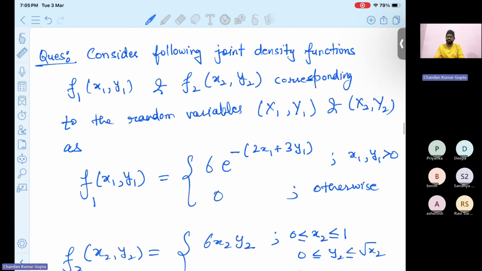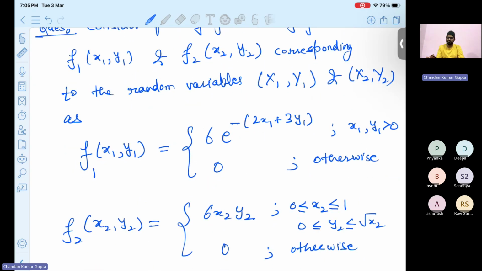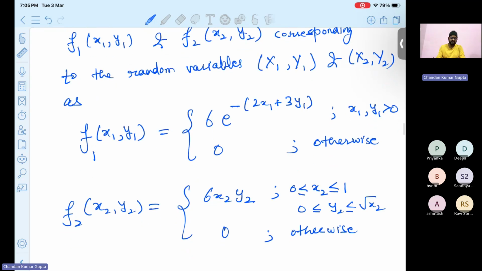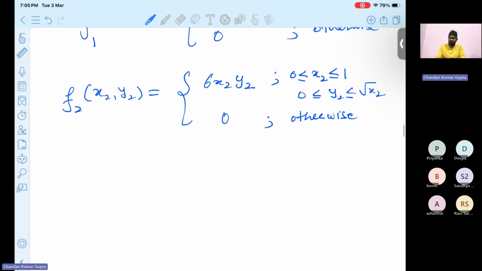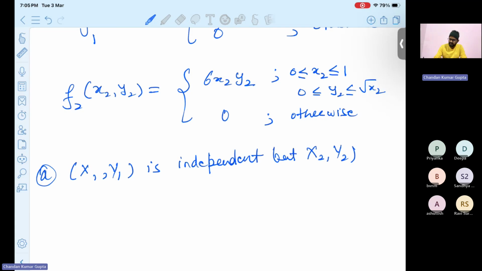We are given f1 of x1, y1 as one joint distribution and f2 of x2, y2 as another joint distribution. Now we have statements, and I'm just writing the main part. Which one is correct? A: x1, y1 are independent, but x2, y2 are not independent.